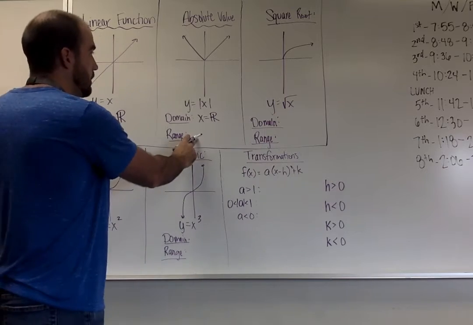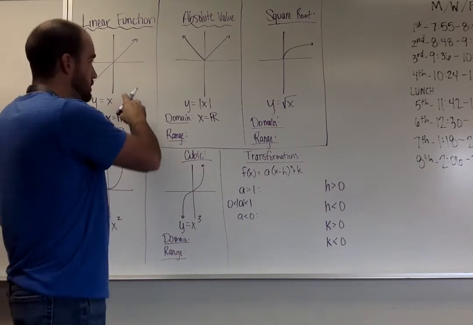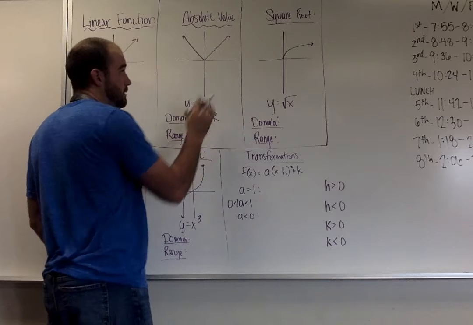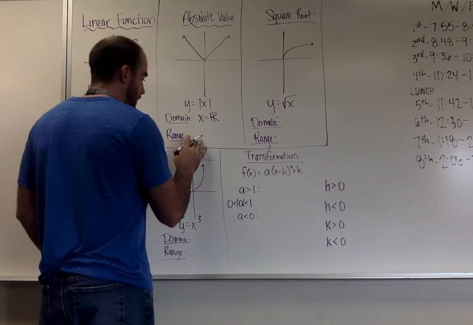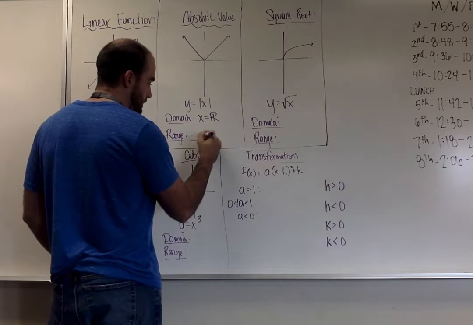Okay, for my range though, this is the first one. Our linear function had all real numbers. This one we do have a constraint, or a spot where our graph stops. Okay, our range, and normally we have kind of this set up. It's something like this.